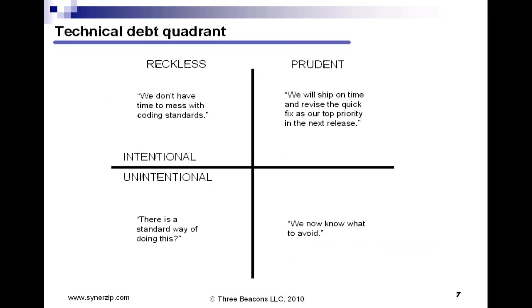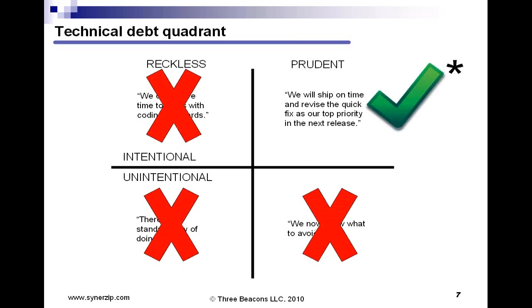This is our technical debt quadrant. You can see it has 2 rows, intentional and unintentional, and 2 columns, reckless and prudent, and some examples of what might happen there. And really, the thing I want to impress upon you is that only intentional, prudent technical debt is righteous. And you'll see the green check mark there with the asterisk. The team may say something like, okay, we will ship on time due to customer demands and revenue opportunities, but we'll revise the quick fix as our top priority in the very next release. That's an example of when technical debt is allowed, and in my humble opinion, is the only time technical debt would be allowed. And again, it's in that upper right quadrant for intentional and prudent.